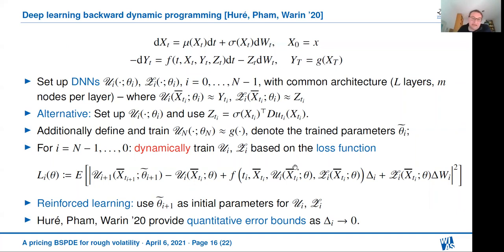Okay, another important practical tool they use is something that we could see as some type of reinforcement learning. Of course, if the time step is small, then you expect that Y at t_{i+1} and Y at t_i are close to each other. So it makes sense to use the optimal value that you trained at time i plus one as an initial guess for time i.